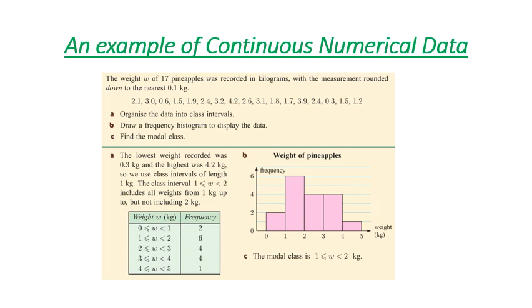So here's a good example of continuous numerical data. You can see that the data that's been collected is quite numerous, because we're looking at decimal points here. So what we've essentially done is put it into class intervals or groups, and the weight of the pineapples would fall within that class interval, which allows us to determine how many there are in each. And obviously the modal class is this one here, which is between 1 and 2 kilograms.